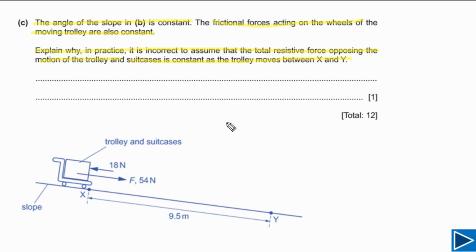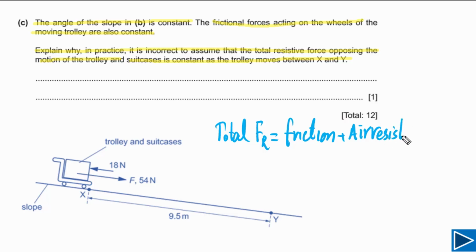Simply we can write down total resistive force. Total FR, total resistive force, is equal to friction plus air resistance. So this is equal to these two forces. Friction is constant. It is given to us. Frictional forces are constant. So this force is constant.